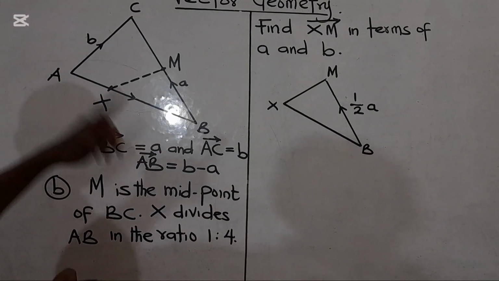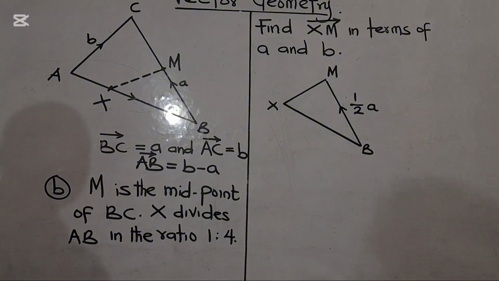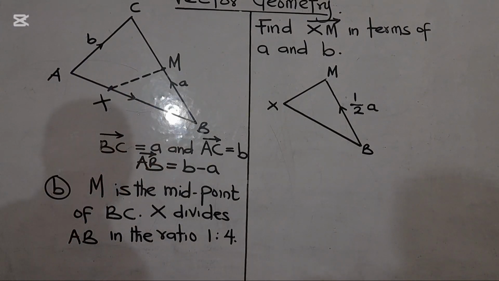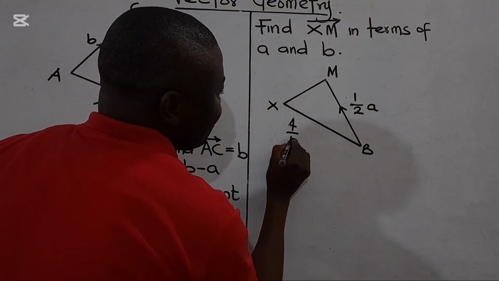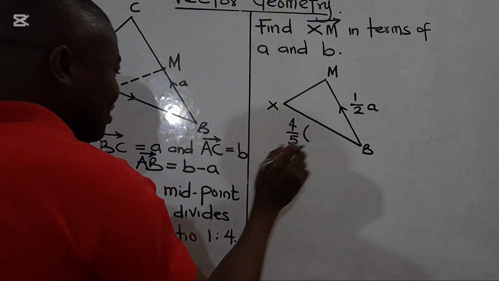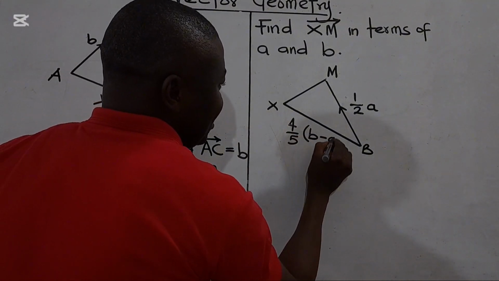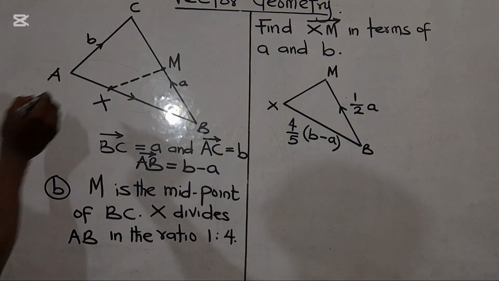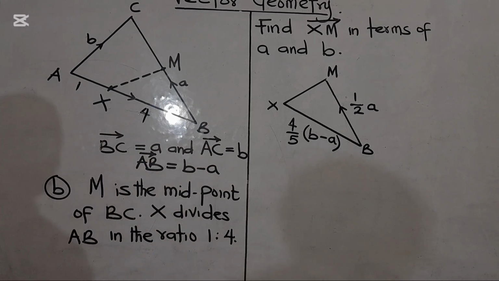But they say X divides AB in the ratio 1:4. It means that if you split AB into 5 parts, one part is AX and the remaining 4 parts is XB. So 4 out of 5 of AB is XB, which is 4 over 5 of B minus A. If you divide AB into 5 parts, AX will take 1 part, while XB takes 4 parts. Altogether is 5.